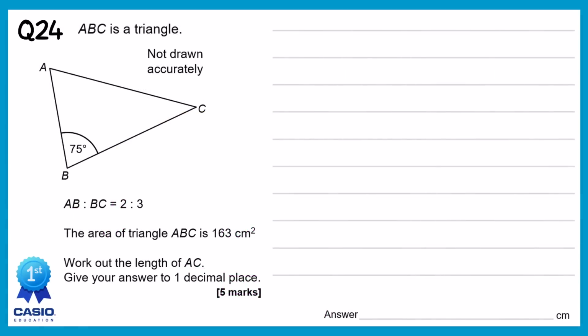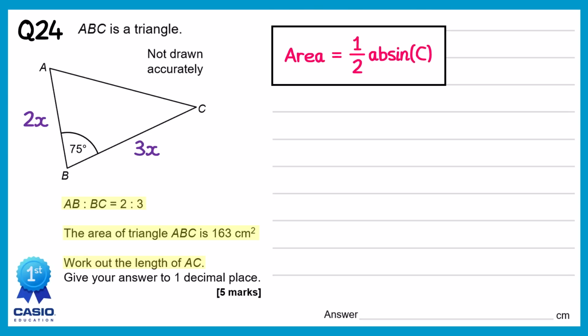In this question, we've been asked to work out the length of AC. We've been told the ratio of AB to BC is 2 to 3. So it makes sense to label AB as 2x and BC as 3x. We've been told the area of the triangle is 163. In this question, we'll need to use the formula for the area of a triangle, 1/2 ab sine C.